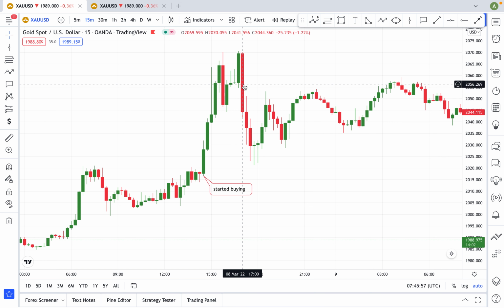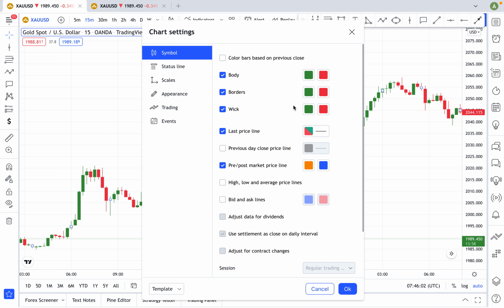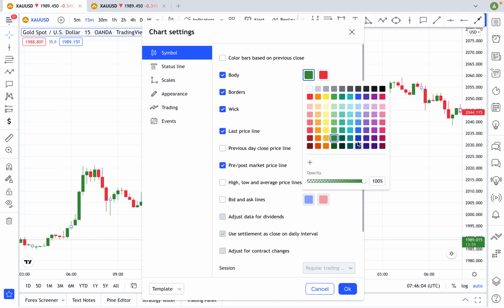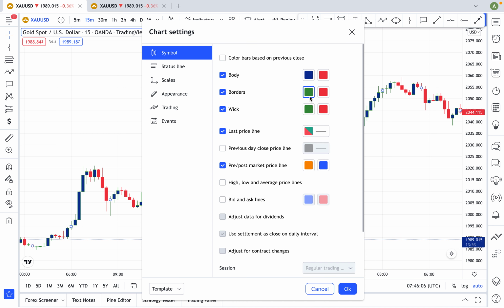But meanwhile, don't forget, you can actually change the color of this candle to whatever you like. Just double click. Yeah, I actually like it this way, this color as my buying color.